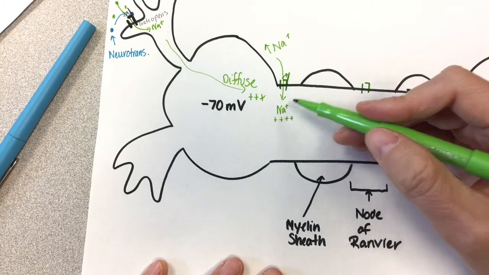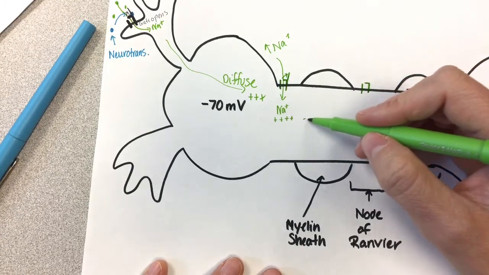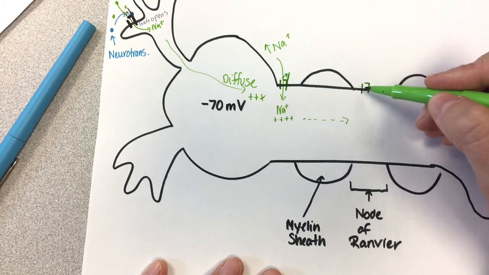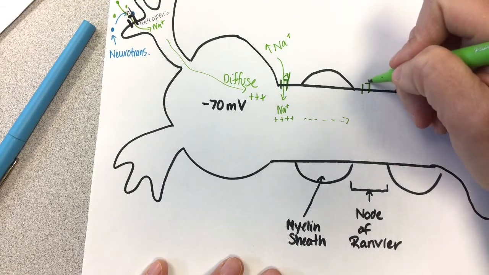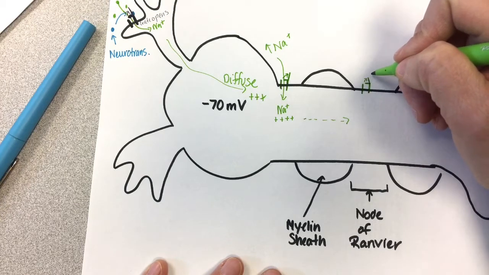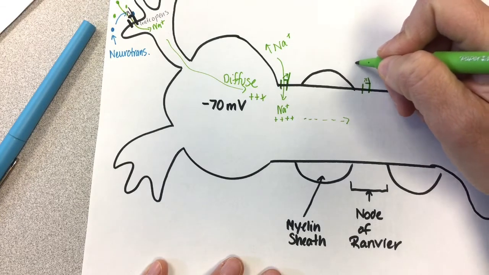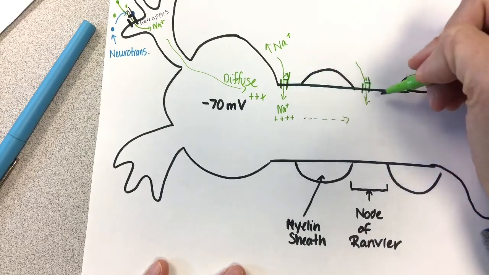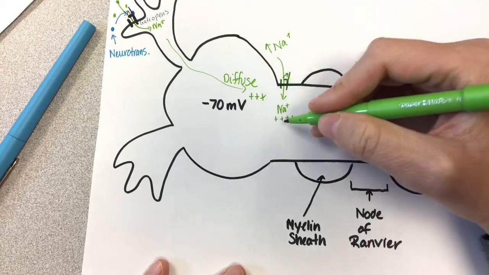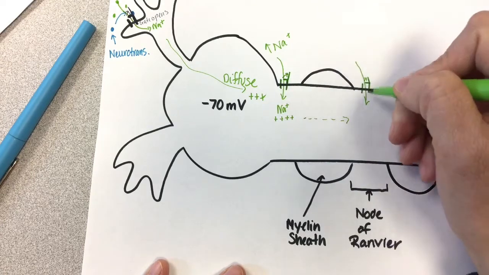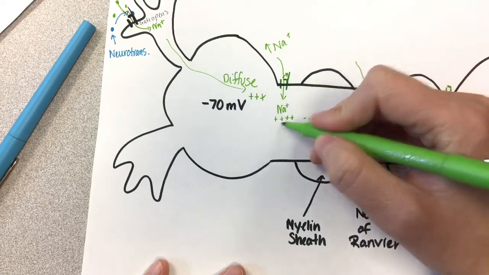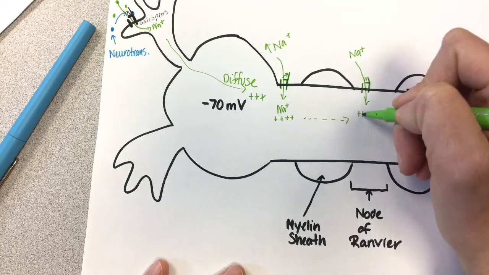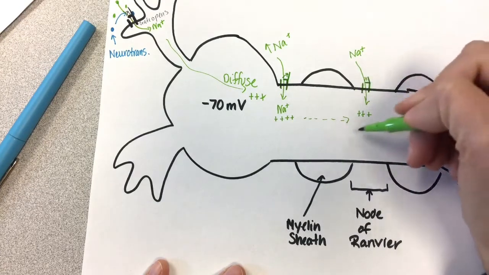What happens next is that it's going to diffuse over here and trigger the next sodium gate to open. So these are called voltage-gated ion channels. So this opens, and now sodium can go in here. Why? Because they open and close according to a change in voltage in terms of charge. So this one opened because the inside of the cell became more positive, which then causes more sodiums to go in here, and now the cell becomes positive over here.